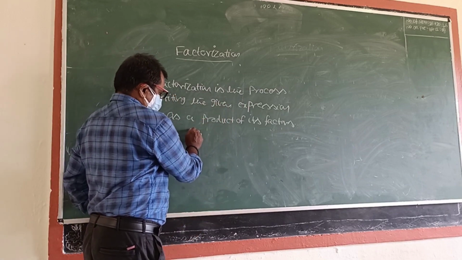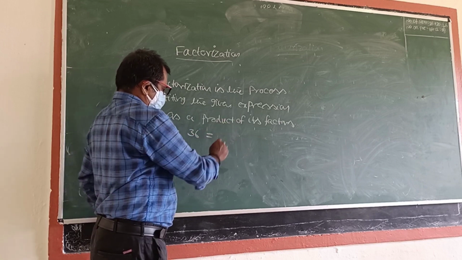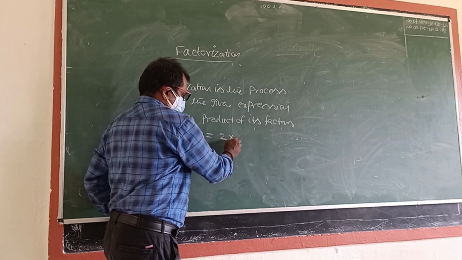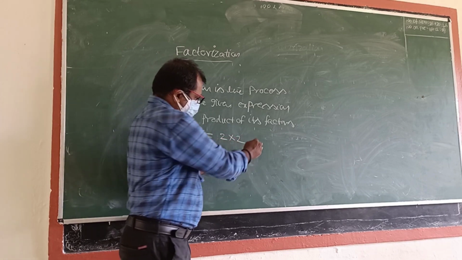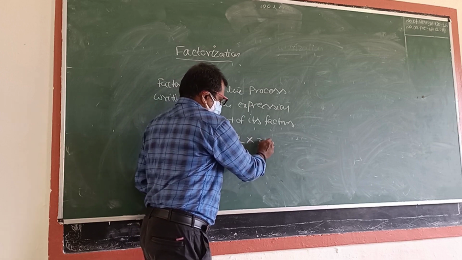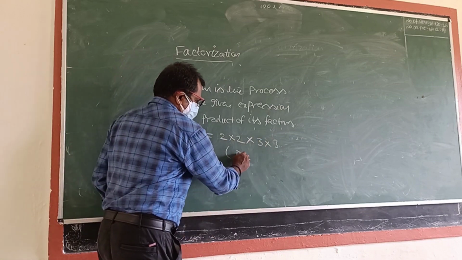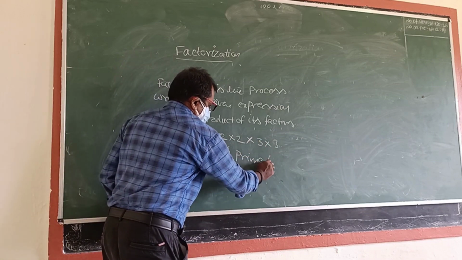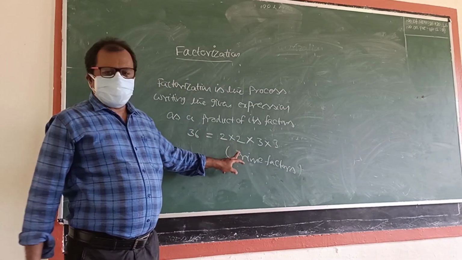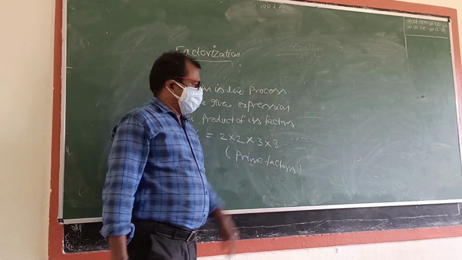For example, 36 is equal to 2 into 2 into 3 into 3. We can observe that the given number 36 has been written in the form of a product of prime numbers because 2 and 3 are prime numbers. So therefore, this is called the prime factorization method.